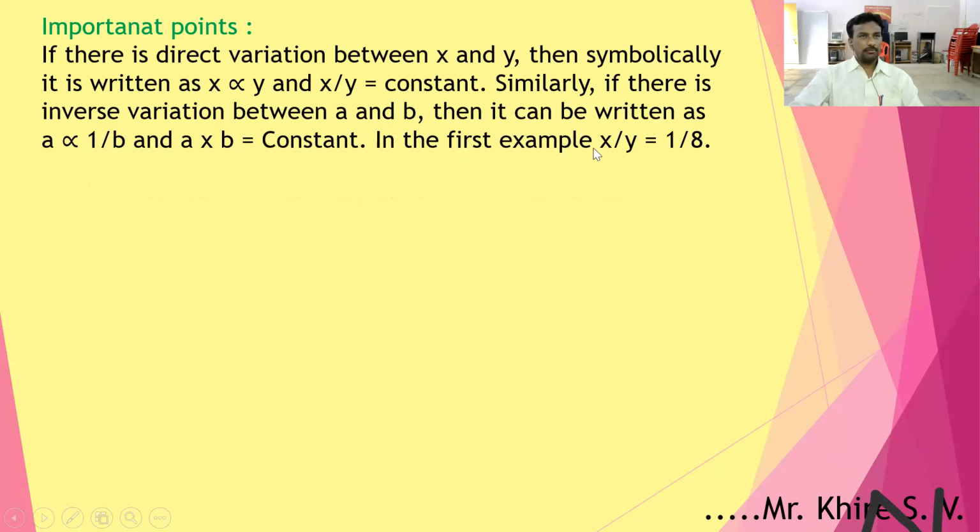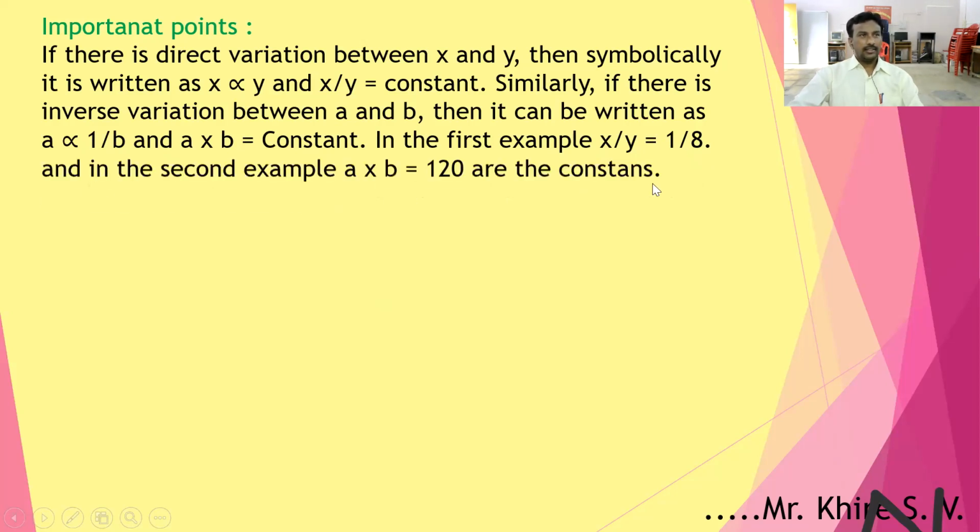Now in the first example, x upon y is equal to 1 upon 8. In the first example, we have seen x upon y means value of x is 1, it is given, value of y is 8. x upon y is equal to 1 upon 8. And in the second example, A into B is equal to 120.